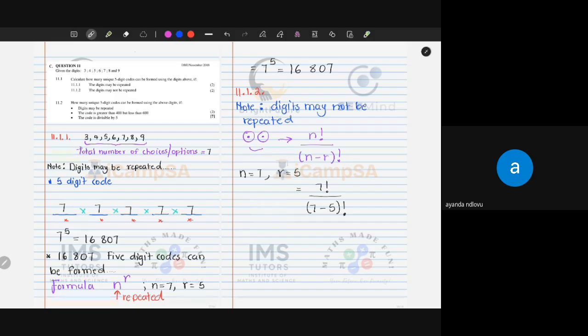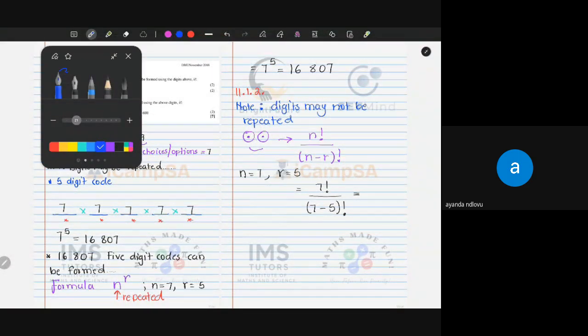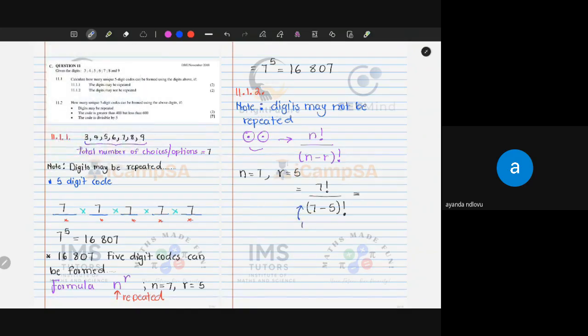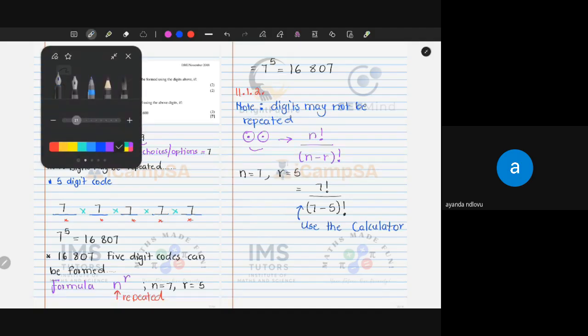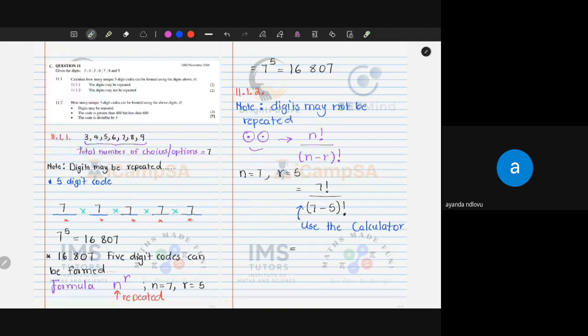So I'm going to go to my calculator and look for the answer. For us to get this, we are going to use the calculator. Anyone, guys, who has used their calculator, please give us the answer. 2,520.